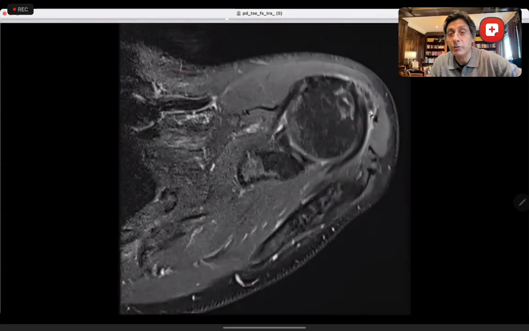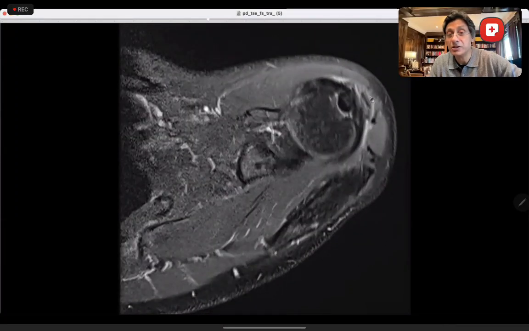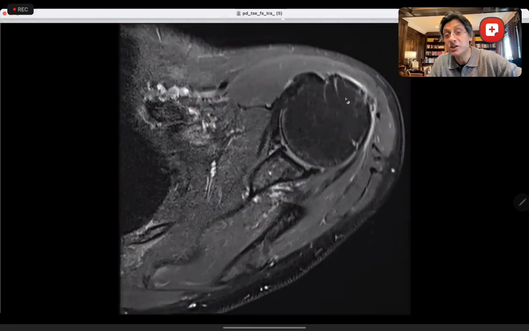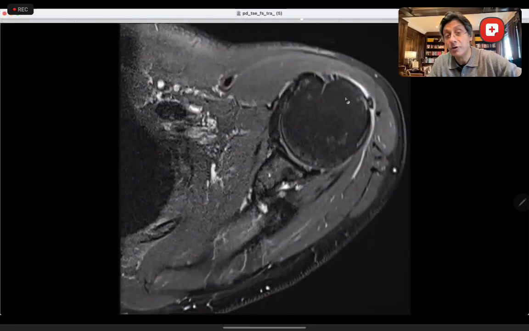So even on the axial, we've come to the conclusion that this patient has got tendinopathy because there's bright signal in the tendon, which is the supraspinatus and infraspinatus. And we know that there are black areas, which is calcification. So we know even from the start that this patient has got calcific tendinopathy.